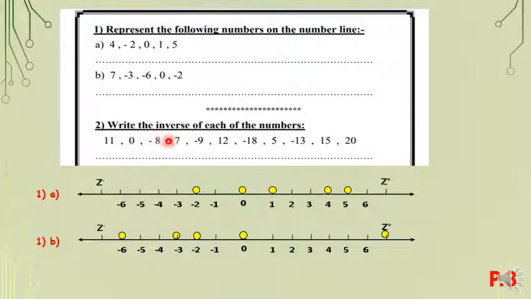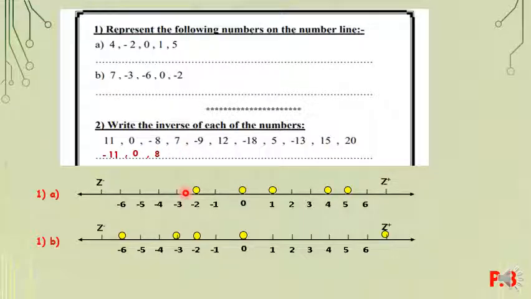Number 2. Write the inverse of each of the numbers. Inverse means, for example, here I have 11, its inverse will be -11, and so on. So 11, -11, its inverse. 0, 0 is neither positive nor negative. So what is the inverse of 0? 0 is the inverse of 0. -8. Here we have -8. What is the inverse of -8? The inverse of -8 is 8.